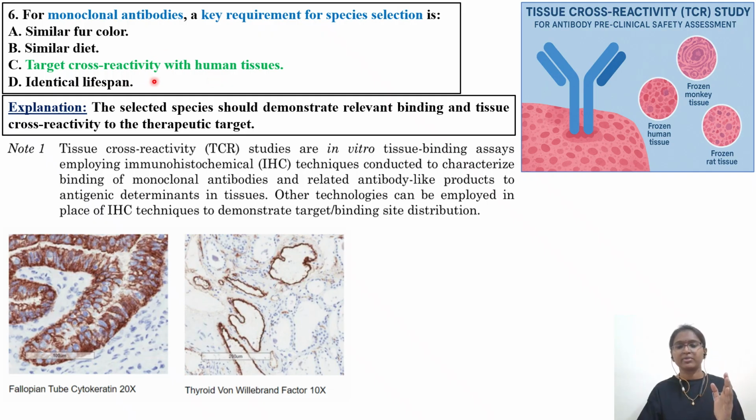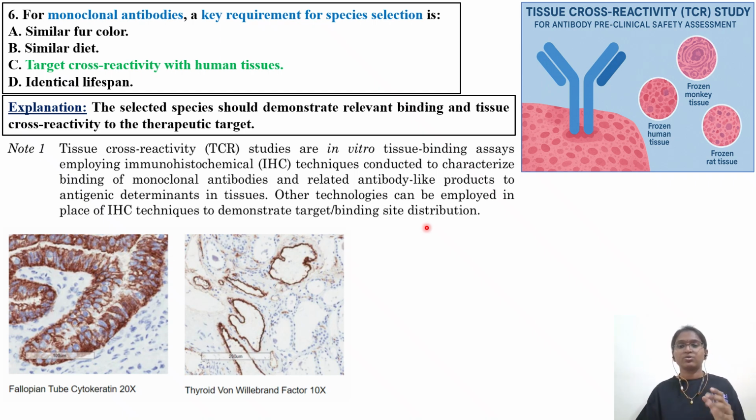The other options, A, B, and D, are not applicable. The selected species should demonstrate relevant binding and tissue cross-reactivity to the therapeutic target. What are TCR studies? Tissue cross-reactivity studies are in vitro tissue binding assays employing immunohistochemistry, IHC, conducted to characterize the binding of monoclonal antibodies and related antibody-like products to antigenic determinants in tissues. Other technology can be employed in place of IHC techniques to demonstrate target binding site distribution. This relates to relevant species, and is given under note 1.